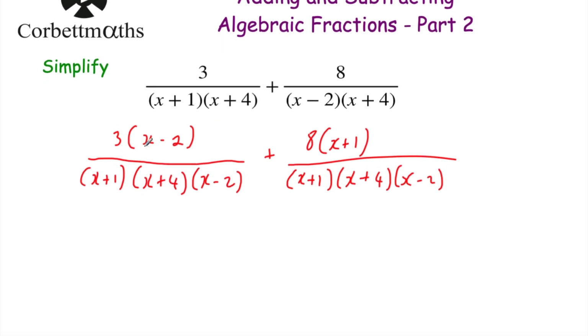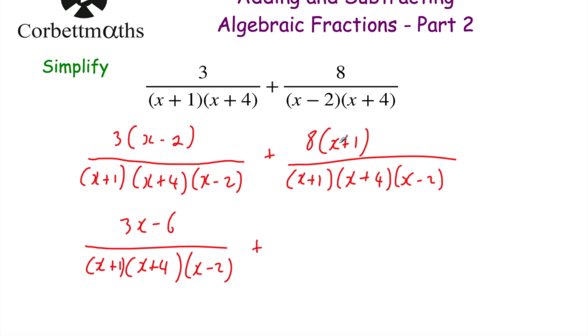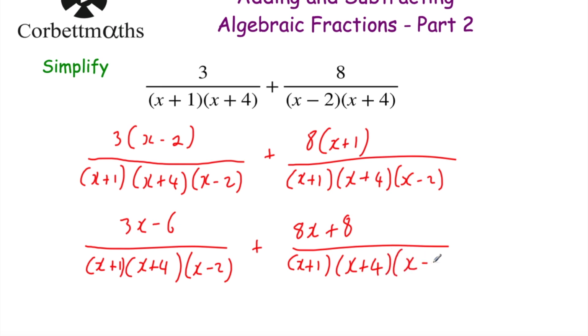So we've got 3 times x, so that's going to be 3x, and then 3 times minus 2, that'll be minus 6. And then you've got the line and then the denominator, which is x plus 1, x plus 4, and x minus 2. And then if we expand our bracket here, we've got 8 times x, that's 8x, and then plus 8 times 1 would be 8. Just multiplying everything inside that bracket by 8. And then we've got our denominator, which is x plus 1, x plus 4, and then our x minus 2. So this is fantastic. We've now got two fractions with the same denominators. Now what we can do is add the numerators together.